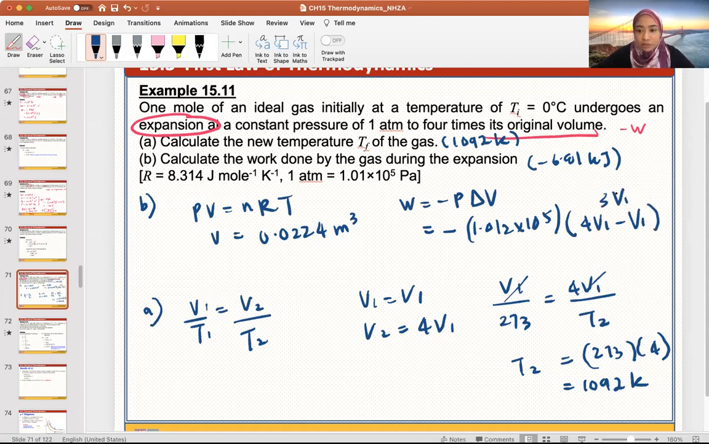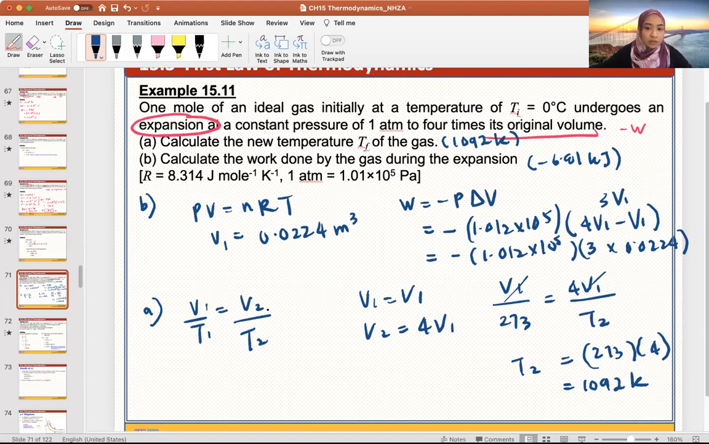Yes. Okay, so she already calculated for V1, which is this guy. So she substituted into this equation. Okay, betul, betul. That's one of the ways to do it. So 3 times 0.0224. Okay, so that will give you negative work done, which is betul lah because it is expanding.